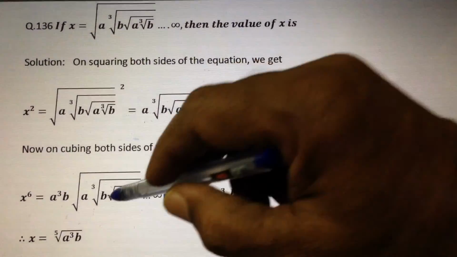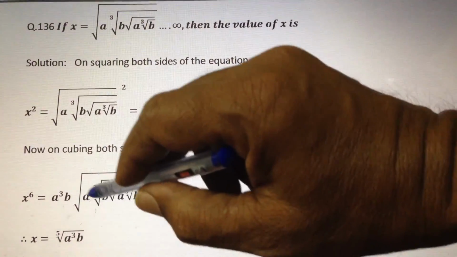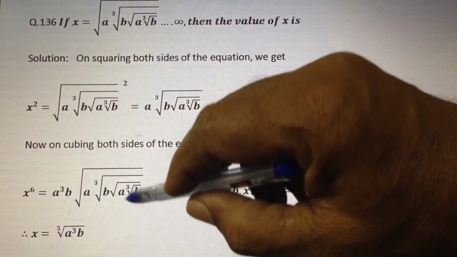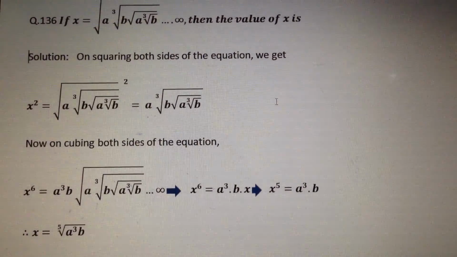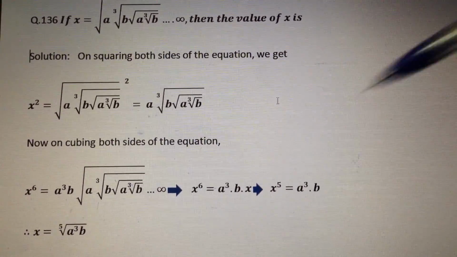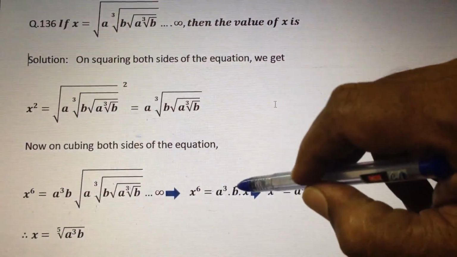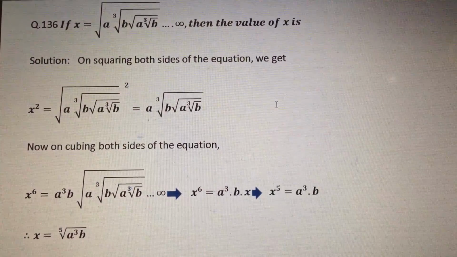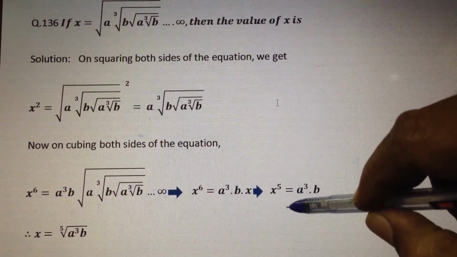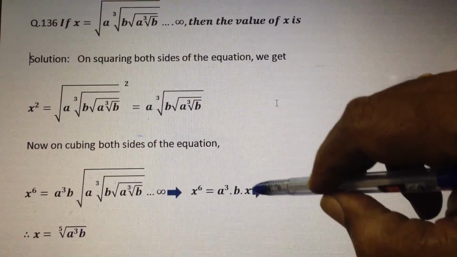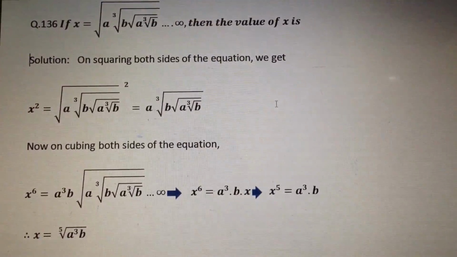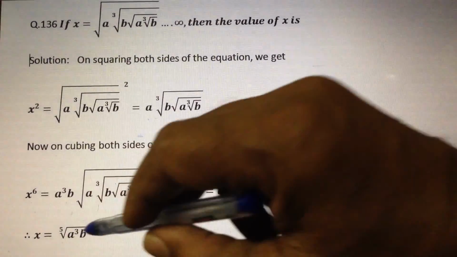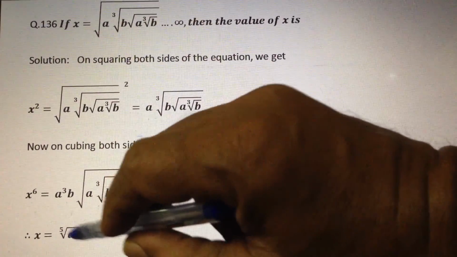We know the value of this entire thing, square root of a cube root of b square root of a cube root of b, which is equal to x. So let us substitute the value here. Therefore x power 6 is equal to a cube into b into x. Therefore x power 5 is equal to a cube b. Therefore x is equal to 5th root of a cube b.